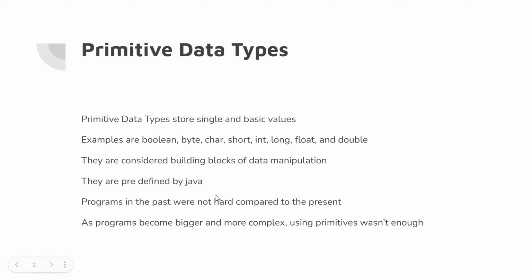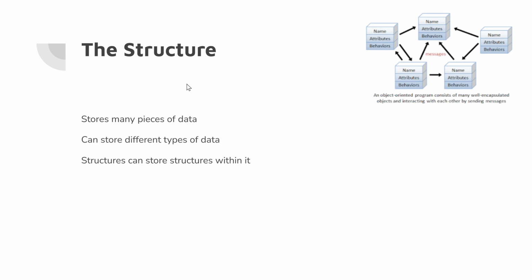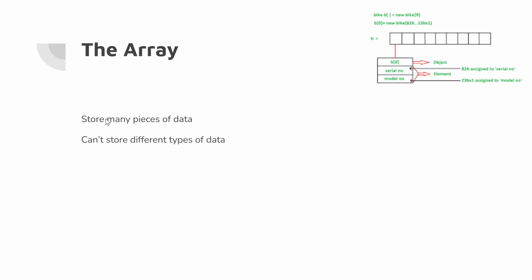Programs in the past were not hard compared to today. As programs become bigger and more complex, using primitives wasn't easy enough. A structure stores many pieces of data and can store different types of data. A structure can store structures within it. An array stores many pieces of data but can't store different types of data.